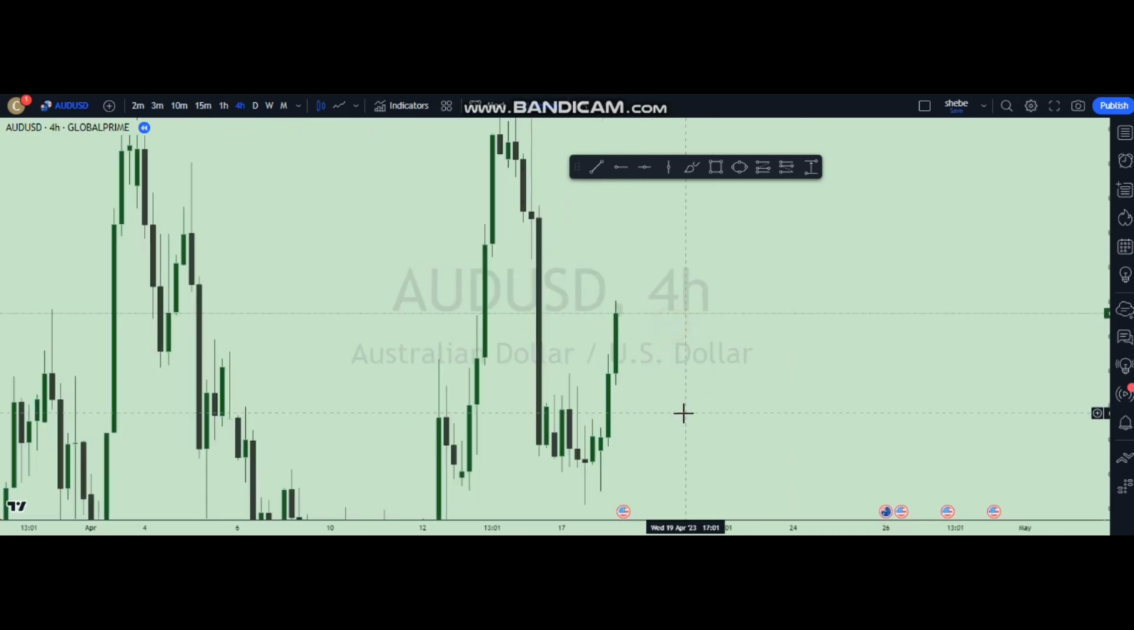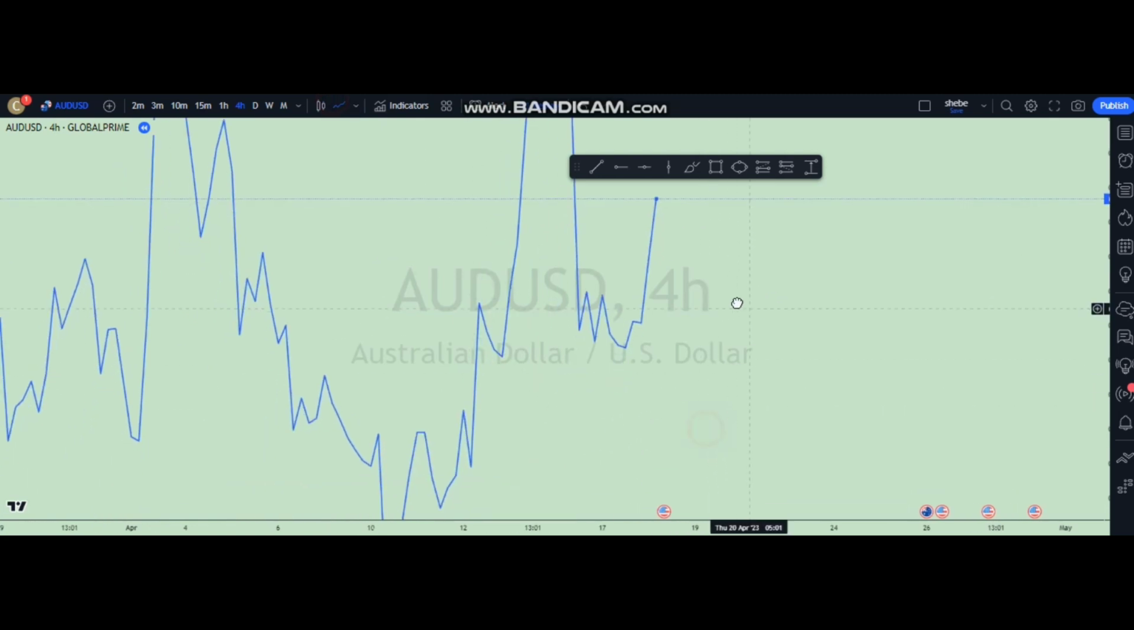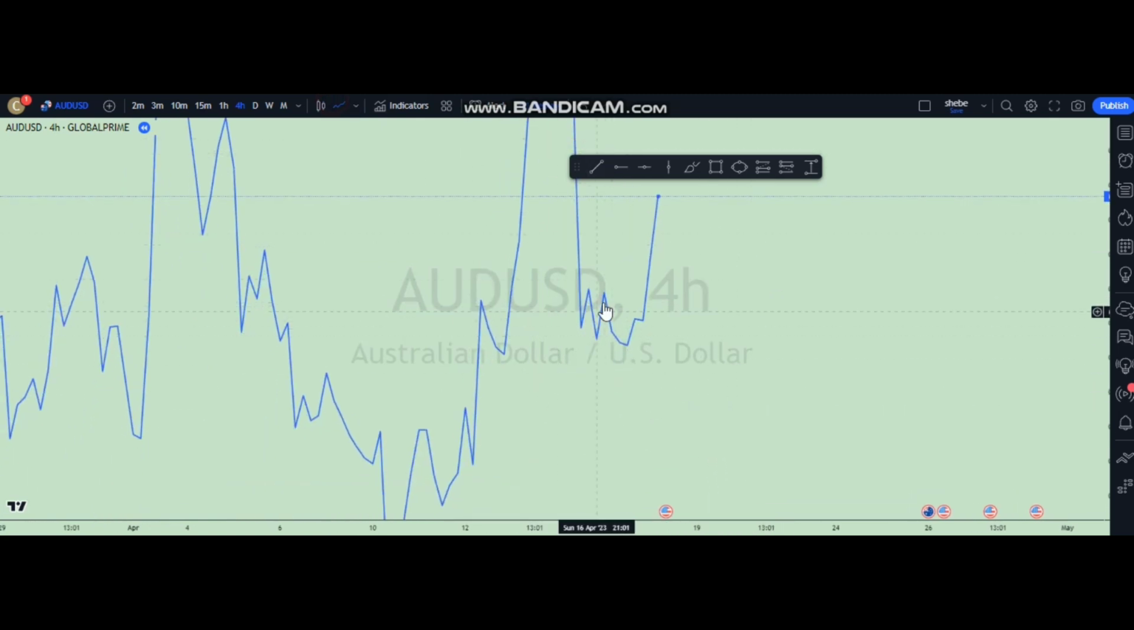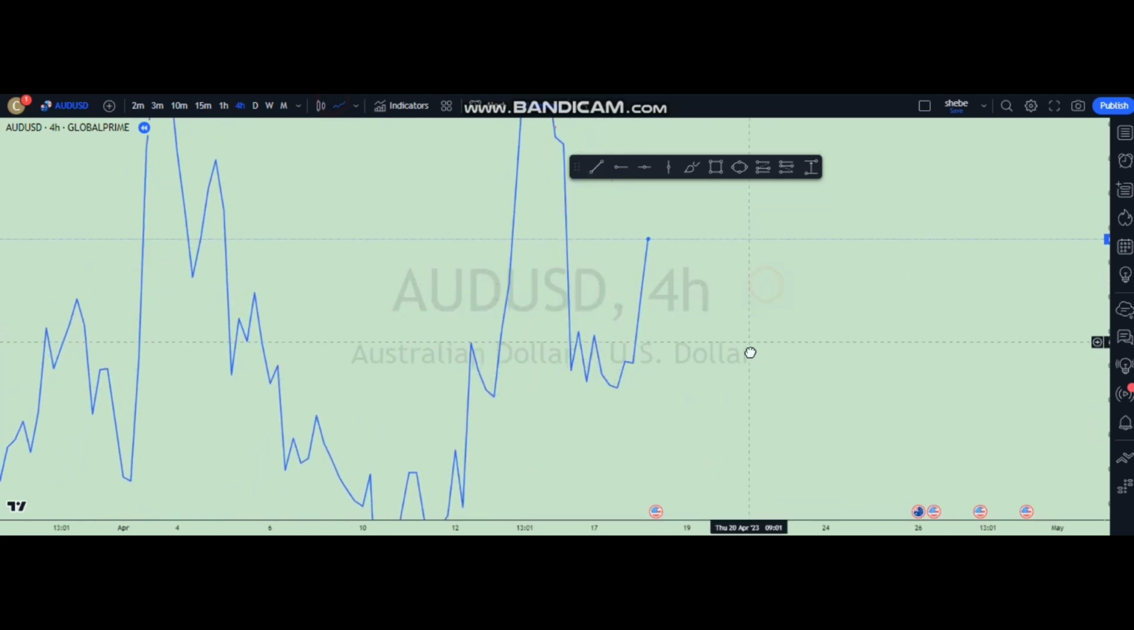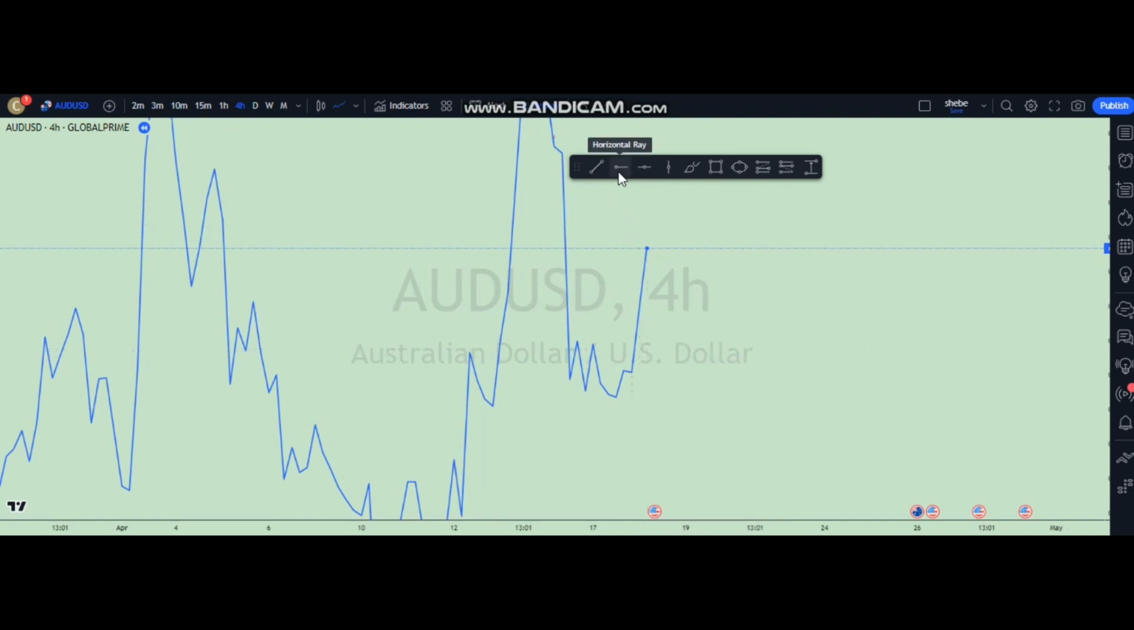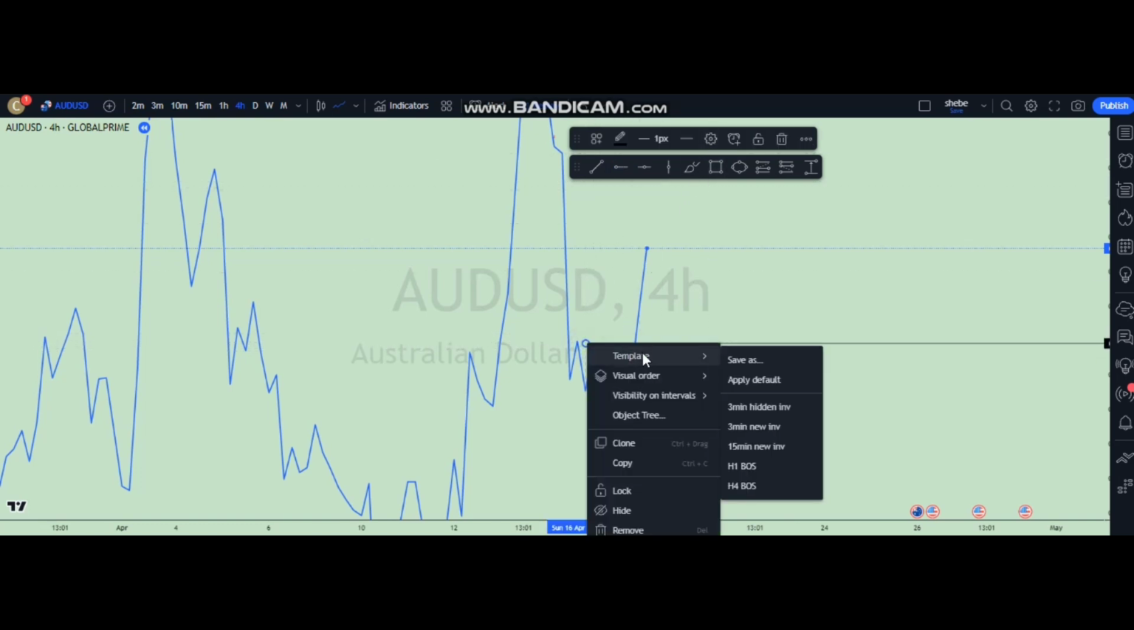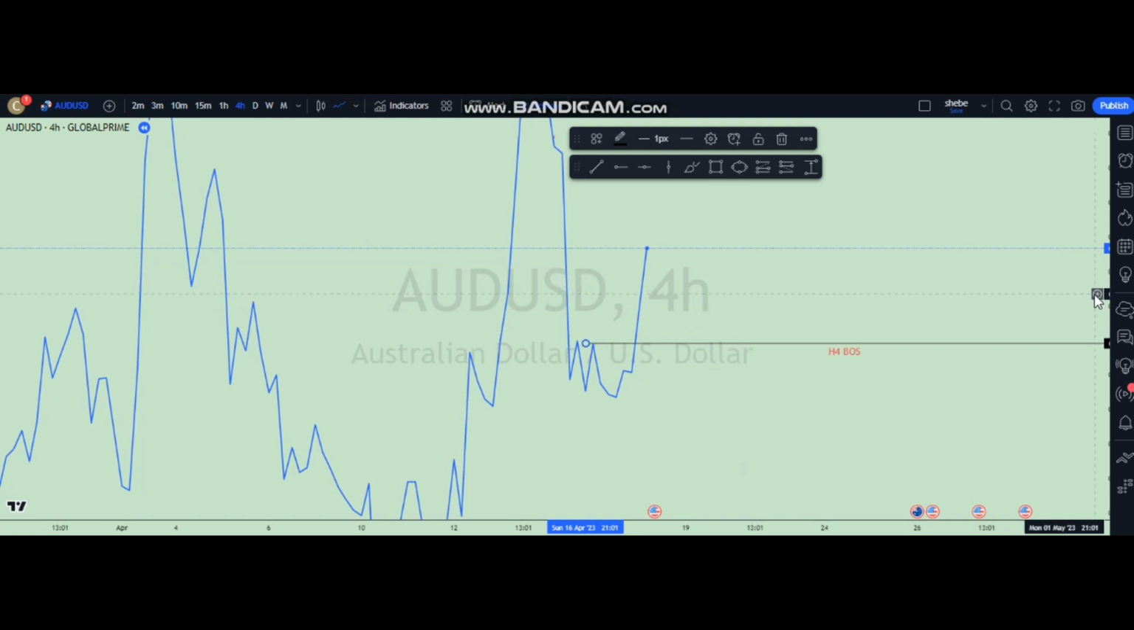Hello guys, now let's take a look at AUDUSD after this break of structure over here. Like you see here, this was low, this was high, this was low, then the price broke the structure. Hence it is an opportunity for us to take a sell trade on this AUDUSD. Hence, we can just name this one our break of structure.